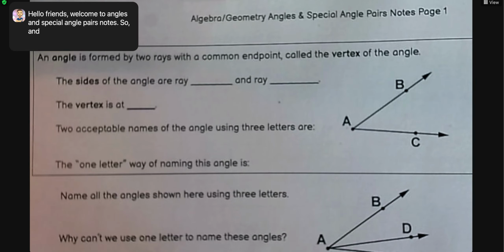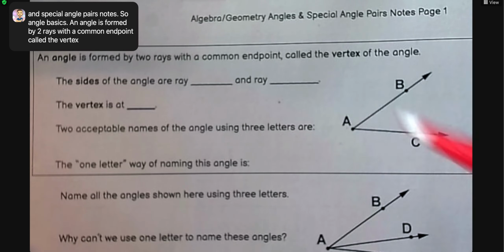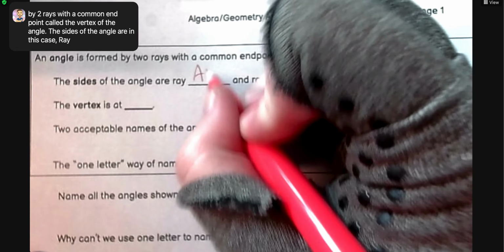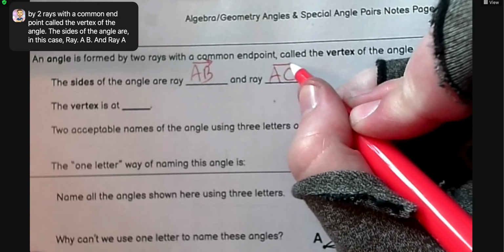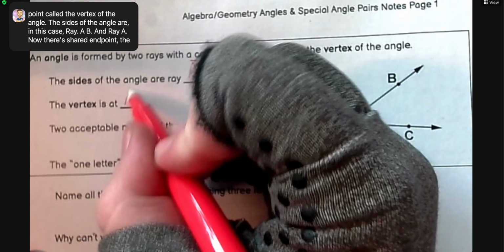So, angle basics. An angle is formed by two rays with a common endpoint, called the vertex of the angle. The sides of the angle are, in this case, ray AB and ray AC. Now their shared endpoint, the vertex, is A.